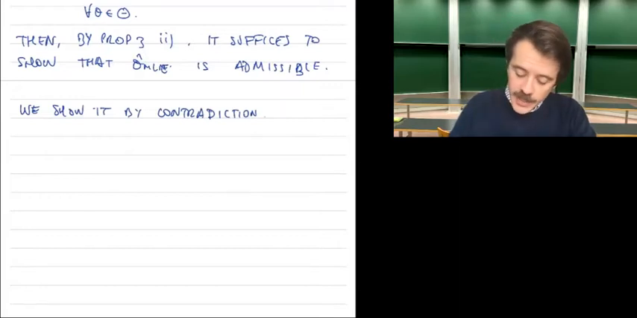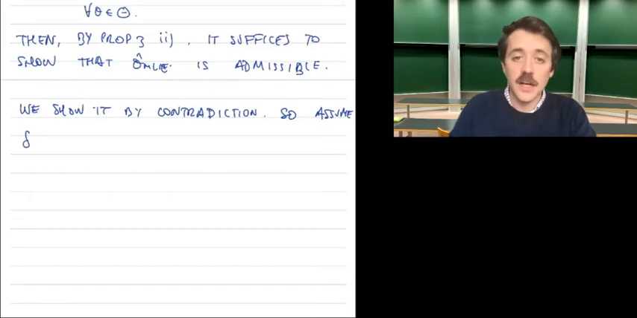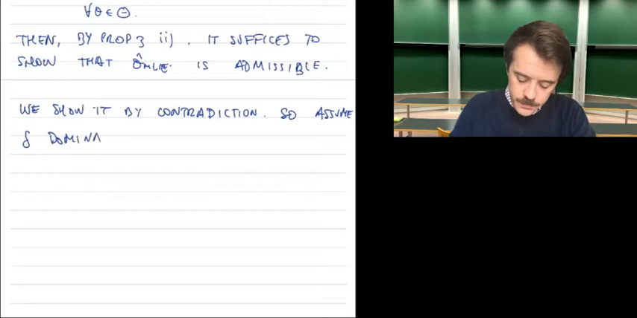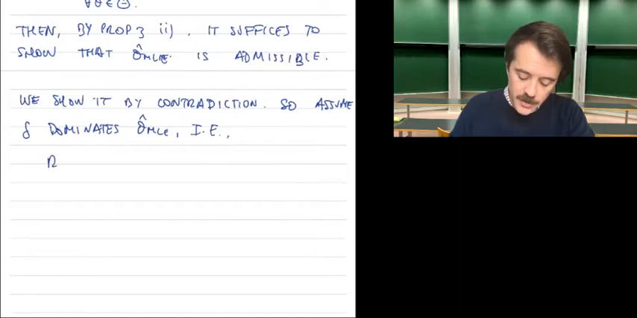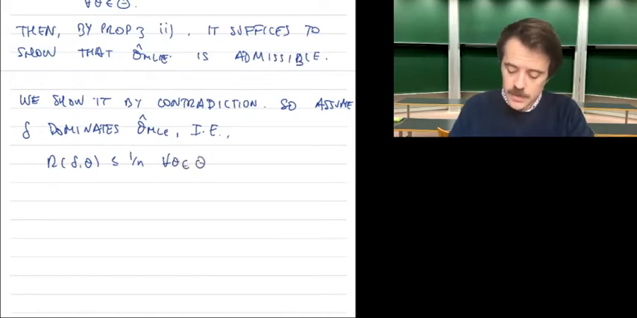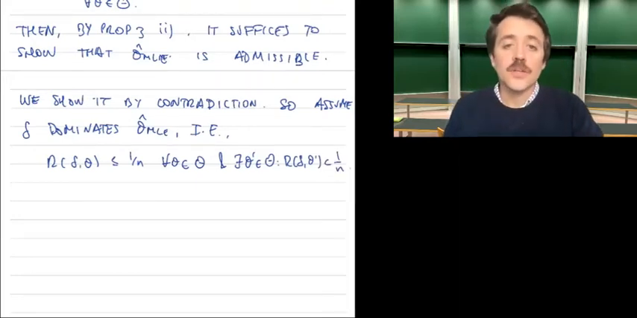Okay, so let's assume therefore that we have some delta, right? So assume that delta dominates the MLE, i.e., in this case, what we have is that the risk R(delta, theta) is less than or equal to 1 over n for all theta in R, and there exists a theta prime in this capital Theta such that the risk at it is strictly less than 1 over n, right? Okay, so assuming this, let's see what we get.